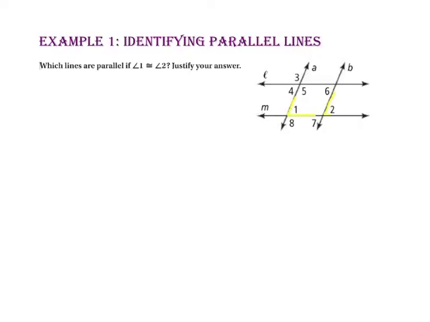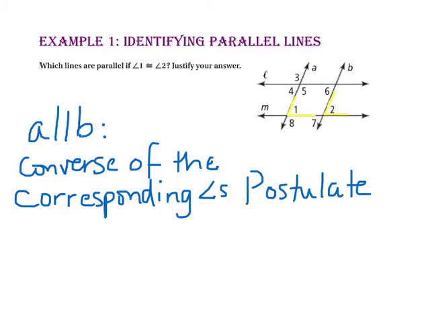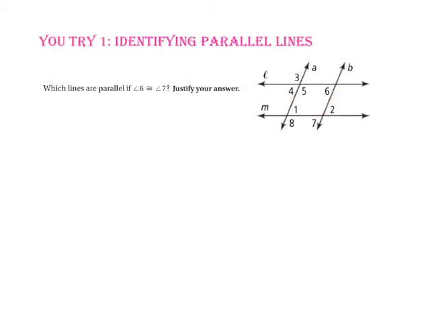and angle 2. Since these angles are corresponding and they're congruent, the lines A and B are the parallel lines and line M is the transversal. So line A is parallel to line B by the converse of the corresponding angles postulate. Pause the video and try you try number 1.